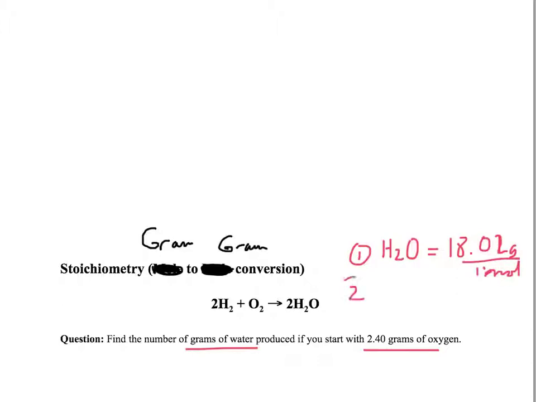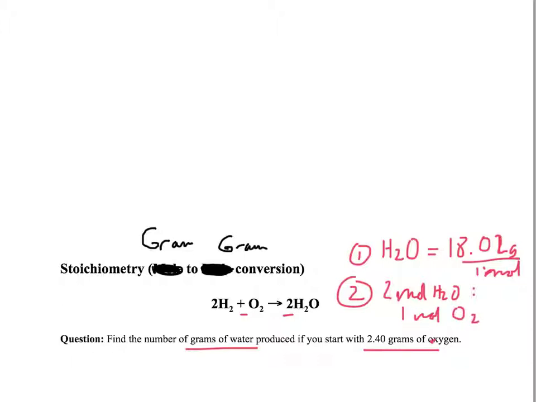The second thing is the molar relationship, the ratio between moles of water and moles of oxygen. According to our balanced equation, we have 1 mole of oxygen per 2 moles of water. So 2 moles H2O. For every 2 moles of that, there is going to be 1 mole of oxygen.